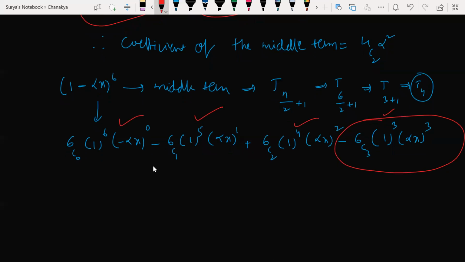Hello, we want the fourth term here. So this is what I'm going to select. Not this one, not this one, not this one. So the fourth term is, yes, what now? Therefore the coefficient of the middle term is equal to what? Minus 6C3 alpha cube. Correct? Hope it is clear.